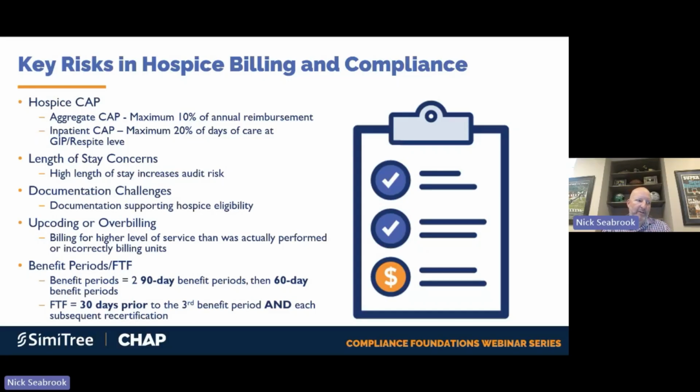Documentation challenges, again, we talked about before, just the documentation supporting the hospice eligibility. We want to make sure that is as tight as possible and as comprehensive as possible in supporting that hospice eligibility.